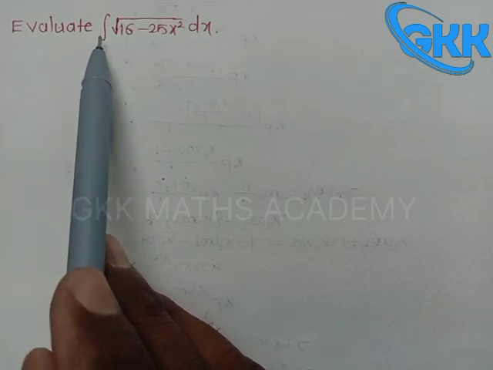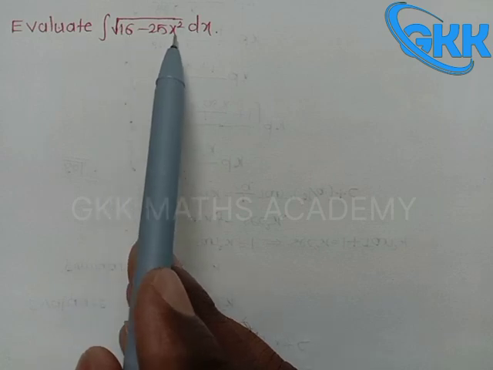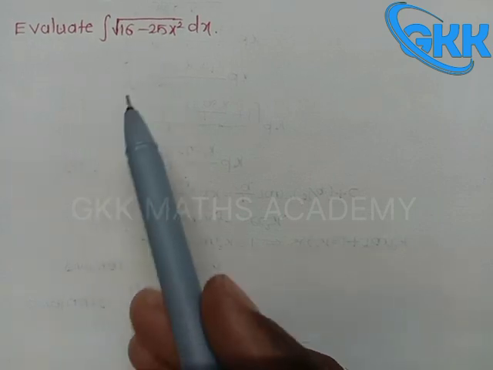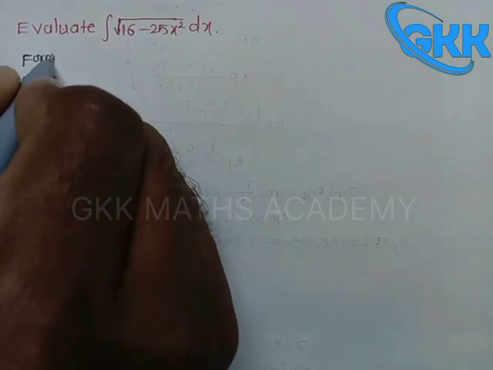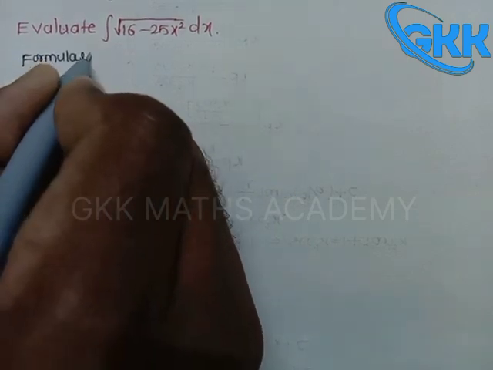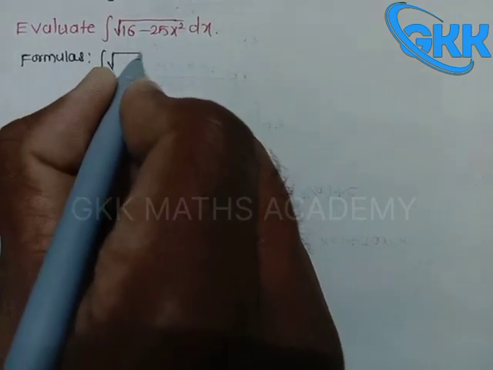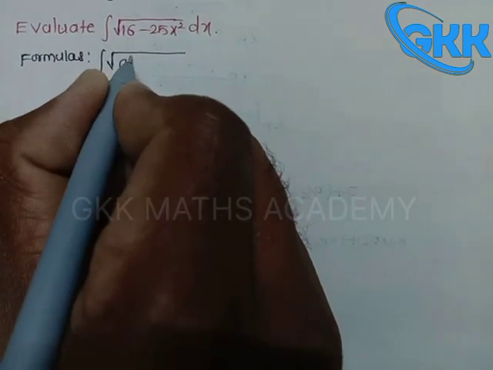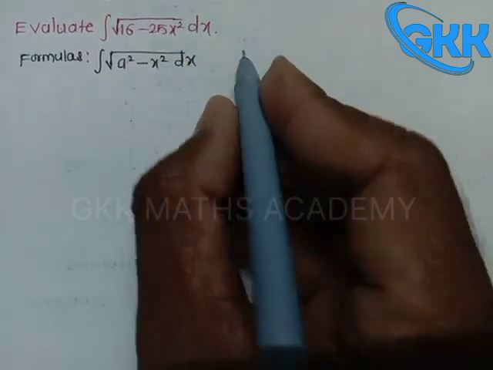Evaluate the integral of the square root of 16 minus 25x square dx. So here are the formulas. The first formula is the integral of the square root of a square minus x square dx.